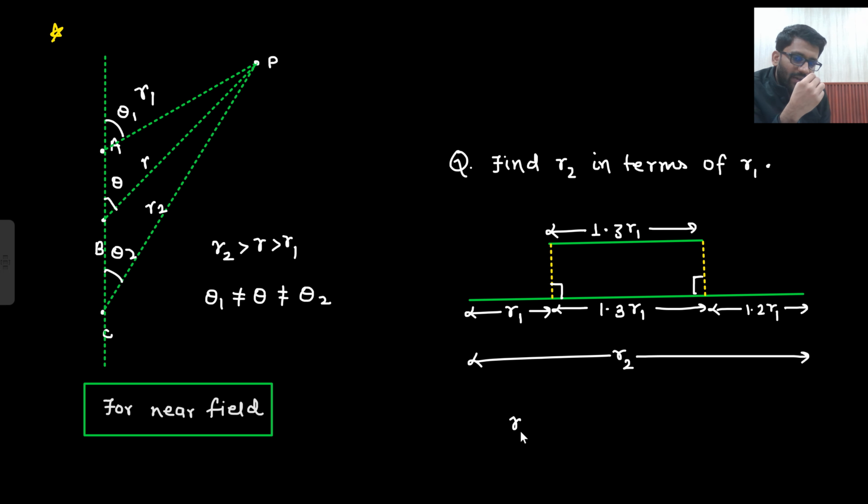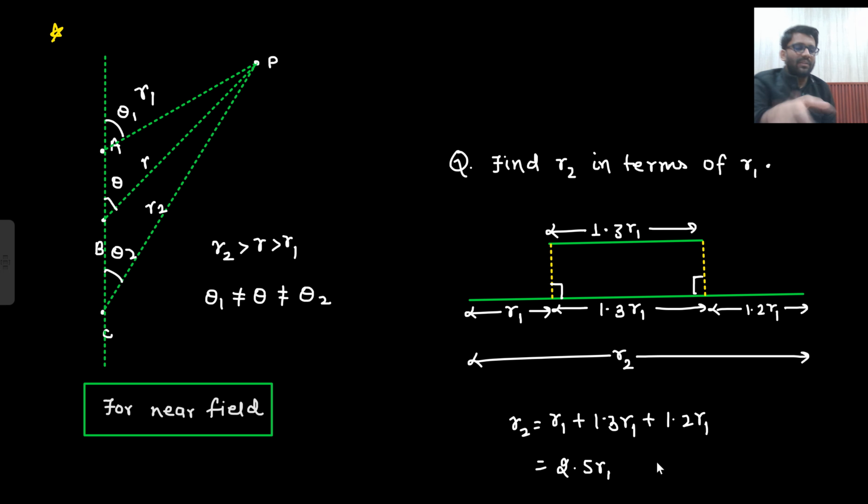So now I can write down my R2, that is R1, which is the extra part. This is the common part, 1.3 R1, and this is the extra part. So the answer will be 2.5 R1. This was a simple mathematics problem, even a class 6th student can solve it, but I will use it somewhere. Then you will realize why I spent this time here, and I will be using this analysis.